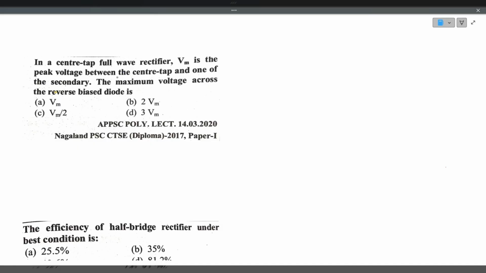The next question is, in a center tap full wave rectifier, Vm is the peak voltage between the center tap and one of the secondary ends. The maximum voltage across the reverse biased diode is? So basically he is asking for the peak inverse voltage of the diode in the center tap rectifier, which is 2 times Vm.